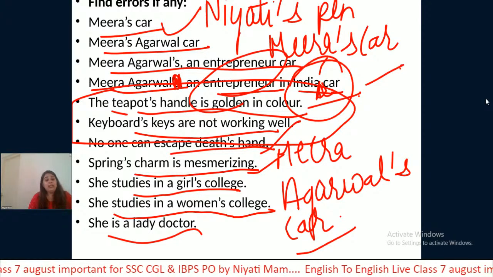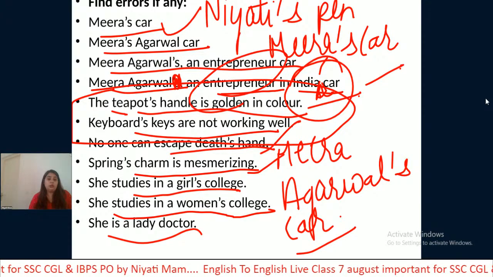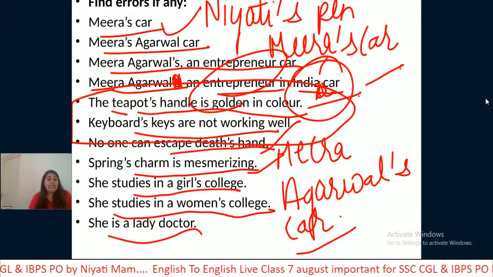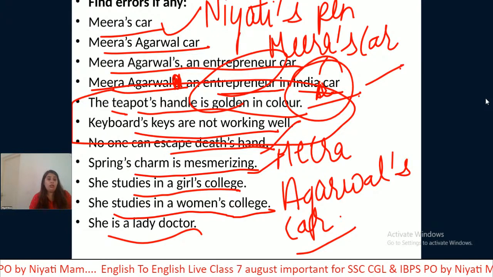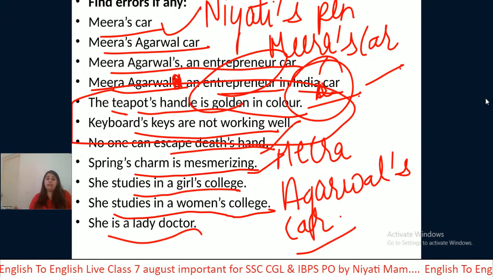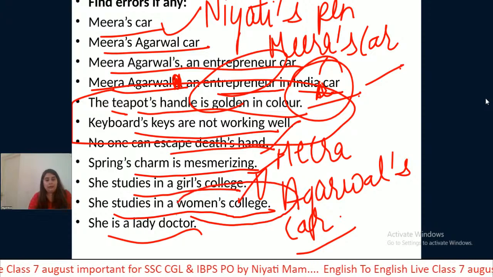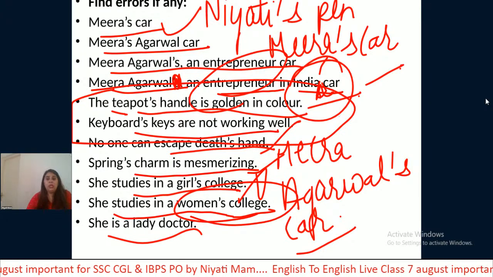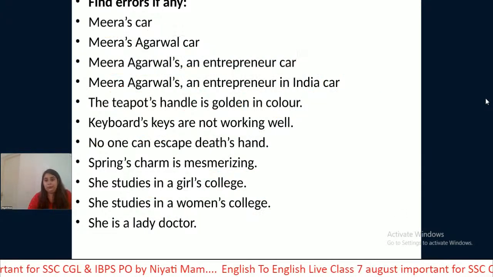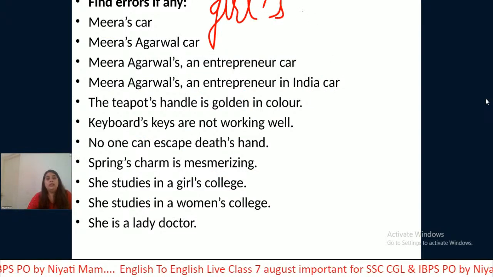She studies in a girls' college. See, when you reach college, you have crossed a girl's age, right? Girls' college is never a right word. You should always say women's college. You can say girls' school.